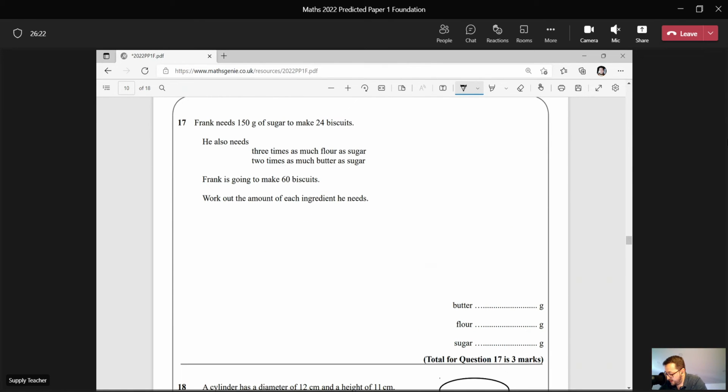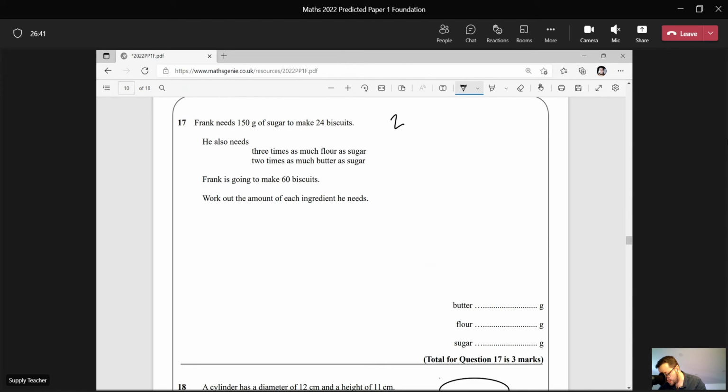Okay, so Frank needs 150 grams of sugar to make 24 biscuits. He also needs 3 times as much flour as sugar and 2 times as much butter as sugar. Okay, Frank is going to make 60 biscuits. Work out the amount of each ingredient he needs. Okay, so let's start off with the biscuits then.